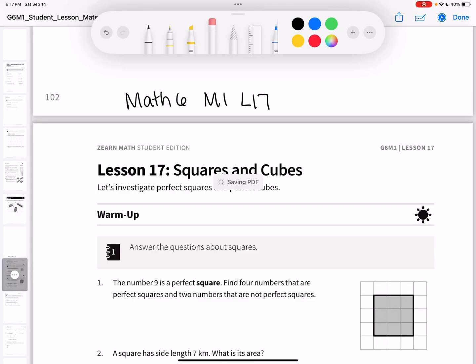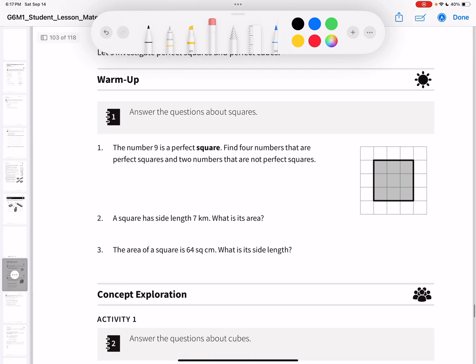Today's math lesson is Math 6, Mission 1, Lesson 17, Squares and Cubes. All right, warm up. Number 1, the number 9 is a perfect square. Find 4 numbers that are perfect squares and 2 numbers that are not perfect squares.